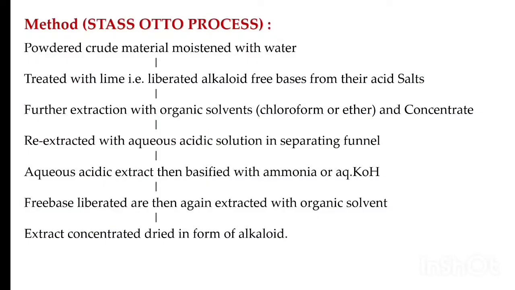Methods: Stas-Otto process. Powdered crude material is moistened with water and treated with lime, which liberates the alkaloidal free bases from their acid salts. Further extraction with organic solvent, chloroform or ether, and concentrate. Then re-extract with aqueous acidic solution in a separating funnel. The aqueous acidic extract is then basified with ammonia or aqueous KOH. The free bases liberated are then again extracted with organic solvent. Then the extract is concentrated and dried to give the alkaloids.